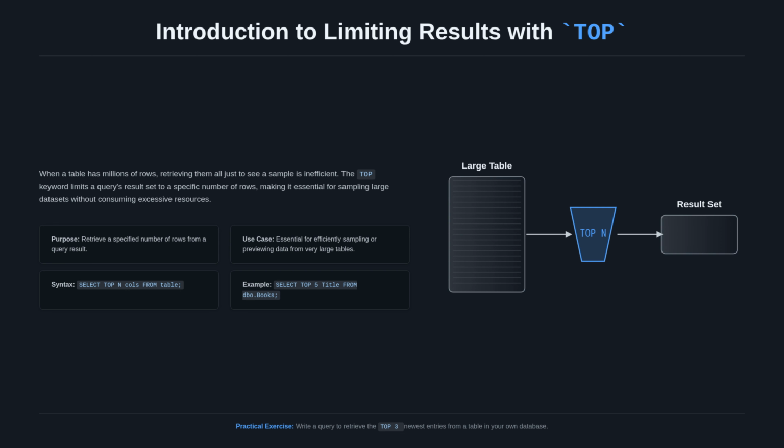What if your table has millions of rows? You don't want to retrieve them all just to see a sample. The top keyword is your friend here. Placed right after select, it lets you limit the result set to a specific number of rows, like select top 10 asterisk from books to get the first 10 books.